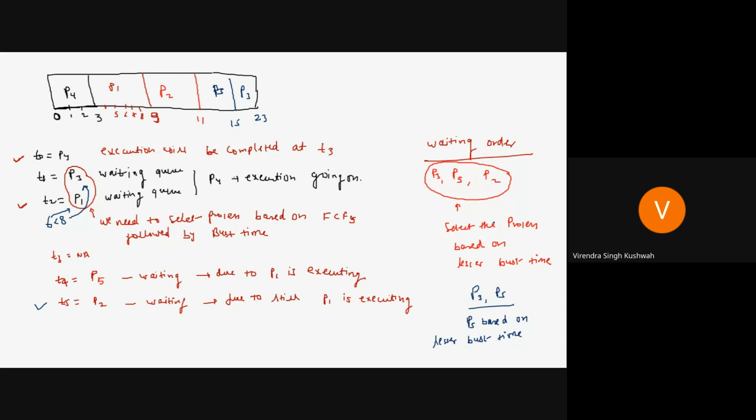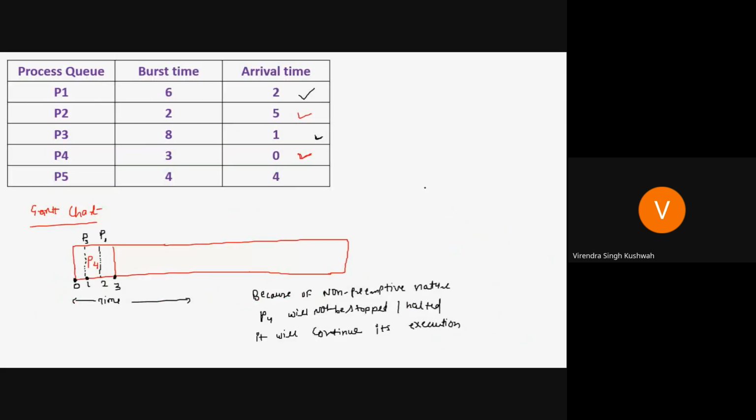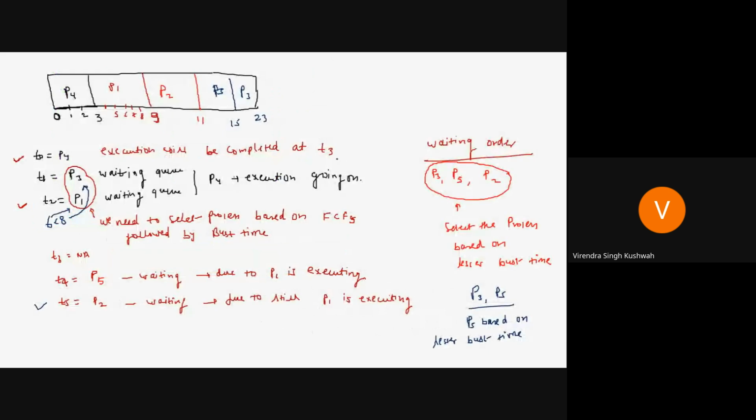So let's select the process. When we pick the process, we select based on burst time. Among P3, P5, and P2, which process has the least burst time? You can notice P2. Why P2? Because P2 has the burst time of 2 only. If I compare these, 8, 4, 2, definitely P2 has the burst time of 2, so I need to pick or select the process P2. This is the only reason I'm selecting P2. So I'm just mentioning P2 over here. Now it has a burst time of 2, so it will be added over here.